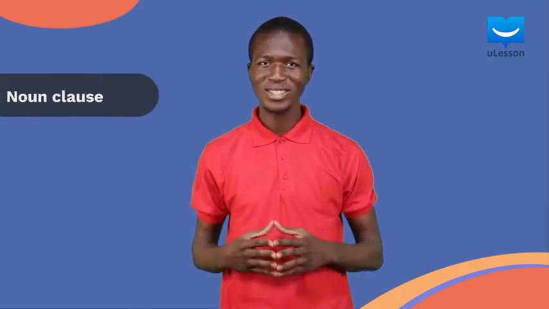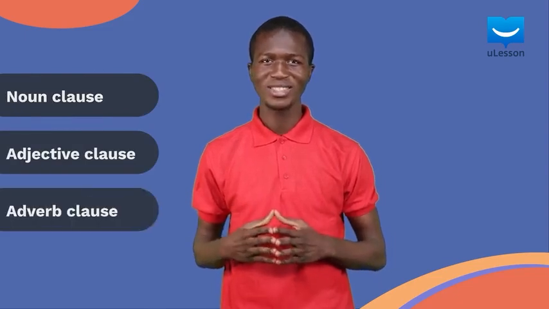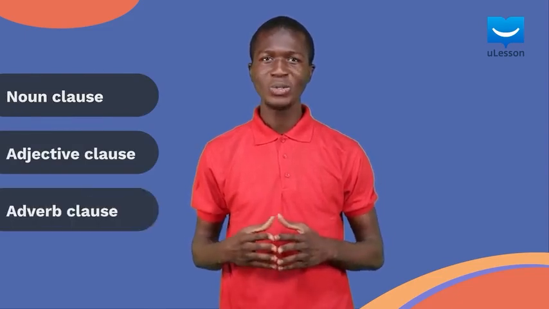Did you know that there are three types of subordinate clauses in the English language? They are noun clause, adjective clause, and adverb clause. In this lesson, we will discuss one of these three, the adjective clause.